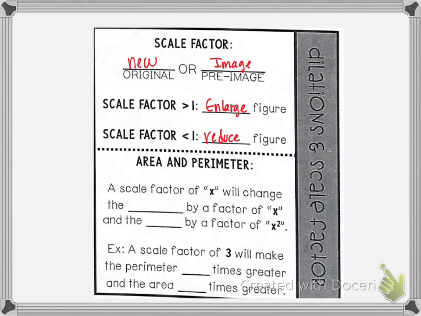Okay. And so for the area and the perimeter, a scale factor of x will change the perimeter by a factor of x, and the area by a factor of x squared. So we do have an x and an x squared. So an example, if we have a scale factor of 3, of like any shape, the perimeter is 3 times greater, and the area will be 3 squared, which is 9, so 9 times greater as well, right? Because this is x, and then this is x squared.